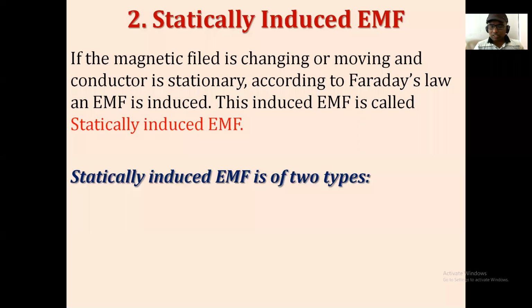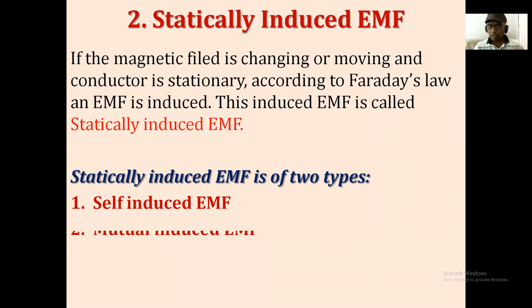Now, statically induced EMF also has two types. What are these two types? One is self-induced EMF and the other is mutually induced EMF. Now see one by one what these types of statically induced EMF are. But let me make one thing clear: these two types, self and mutual induced EMF, are types of statically induced EMF. And when I say that, it means the conductor is stationary. Please keep these things in your mind.